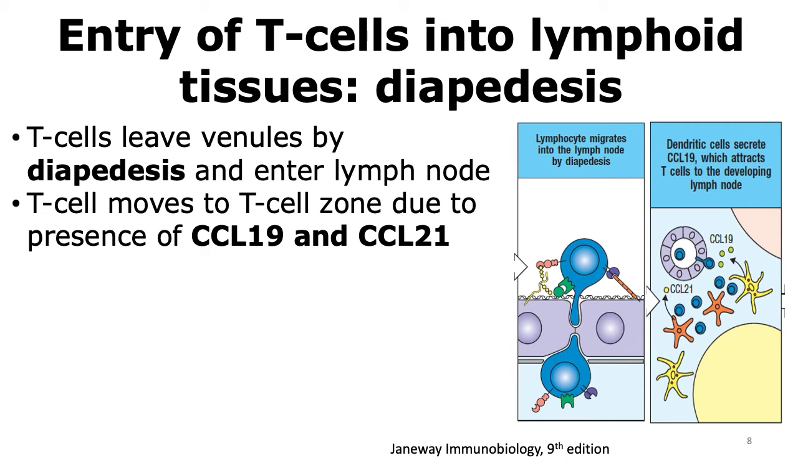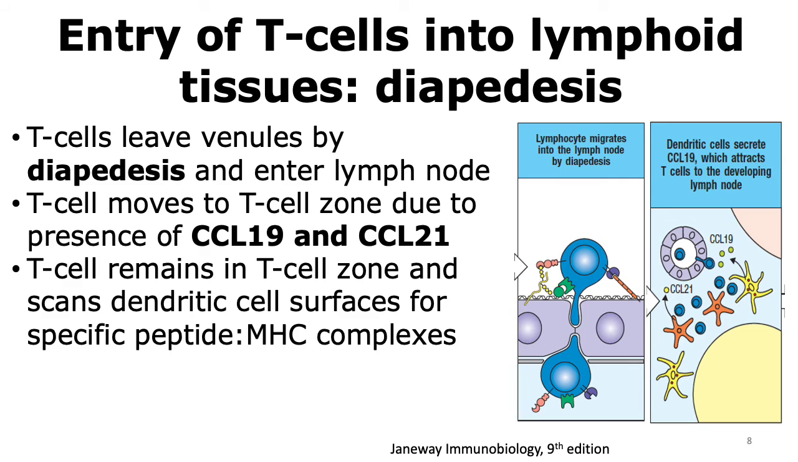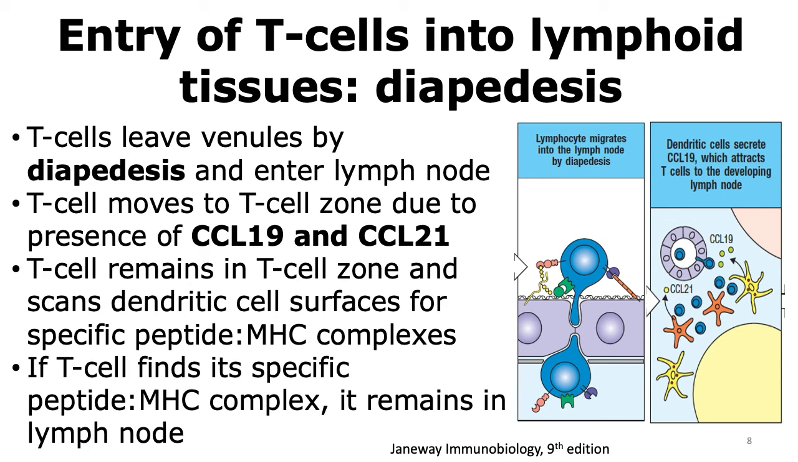Now, the T cells are able to move towards the T cell zone once they enter that lymph node because of the presence of those chemokines CCL19 and CCL21 that we talked about before. The T cell remains in the T cell zone and is able to scan the dendritic cell surfaces present in that lymph node, basically scanning for peptide MHC complexes that the TCR can bind to. If a T cell is able to find its specific peptide MHC complex, then it will stay in the lymph node.